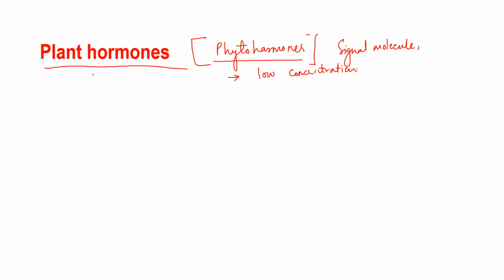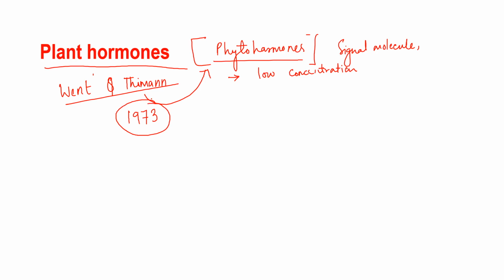Unlike in animals, in which hormone production is restricted to specialized glands, each plant cell is capable of producing hormones. Okay, and for the first time, Went and Thimann coined the term phytohormone, and they used it in the title of their book in the year 1973. So usually if you get a question about the year the term was coined, then the year should be 1973, and the persons behind this term are Went and Thimann.